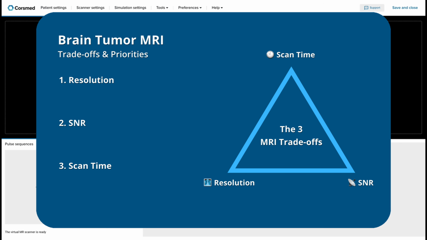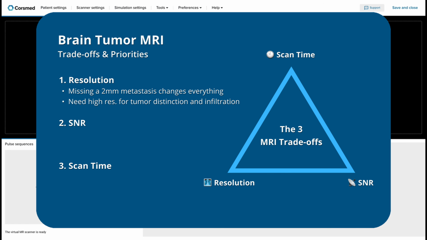Resolution is our primary goal because missing a 2 mm metastasis could change treatment decisions entirely. We also need to differentiate between tumor types and detect infiltrative margins, which requires clear visualization of fine details. SNR is our second priority, but it's not a goal to maximize in itself. Rather, SNR must be good enough to make our images diagnostic. The key is having adequate SNR relative to our resolution targets.